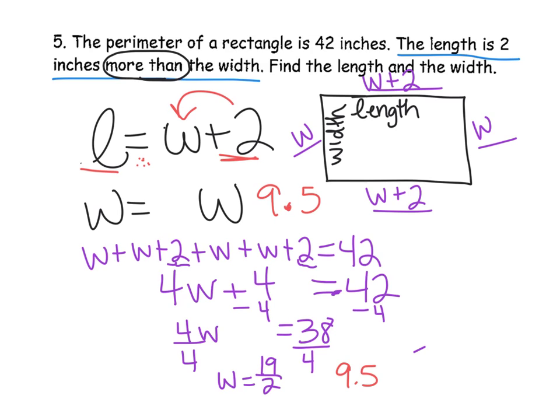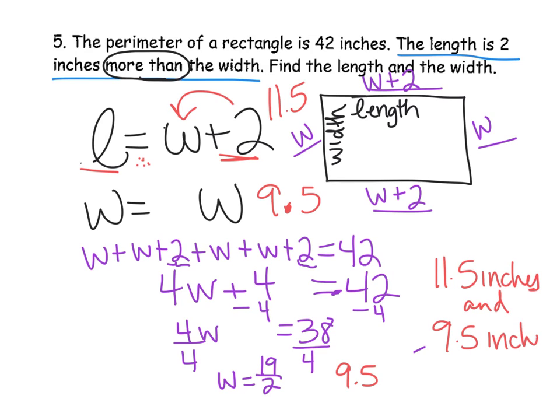9.5. I'm going to put it right next to my W up there. And then my length is W plus 2. Well, we just found out that W was 9.5. What's 9.5 plus 2? 11.5. So it says find the length and the width. My length and width are 11.5 inches and 9.5 inches. Width is 9.5, length is 11.5. Okay?